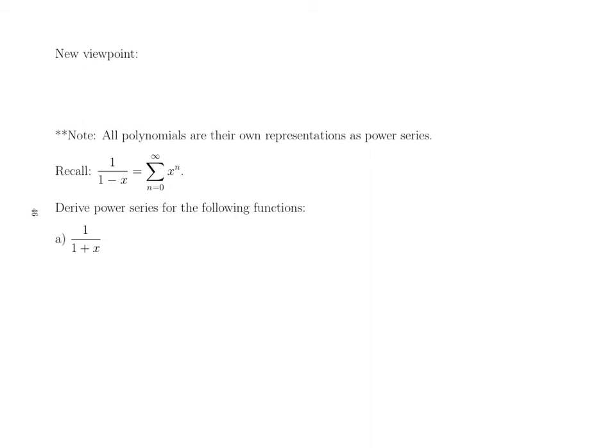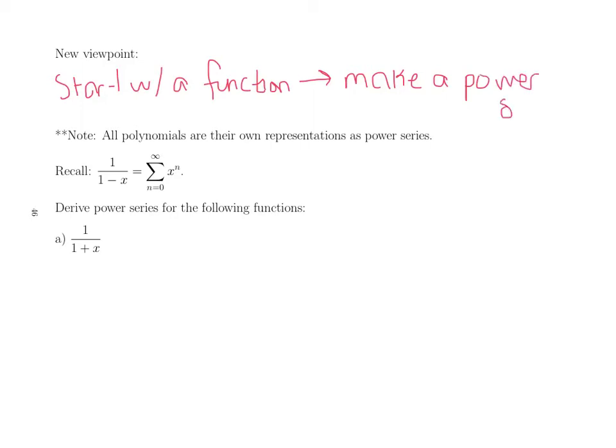So the idea is we're going to start with a function, a function that maybe we already are familiar with, like e to the x or sine of x. And we're going to take that and make it into a power series. So we're going to turn a function into a power series. It may seem like we're making it more complicated, but hopefully as we work through some of these questions, you'll see that these power series actually are pretty easy to work with as compared to things like e to the x or sine of x or 1 over 1 minus x.